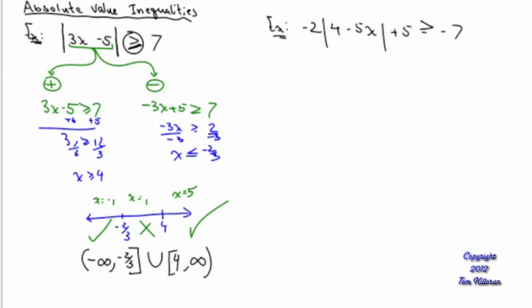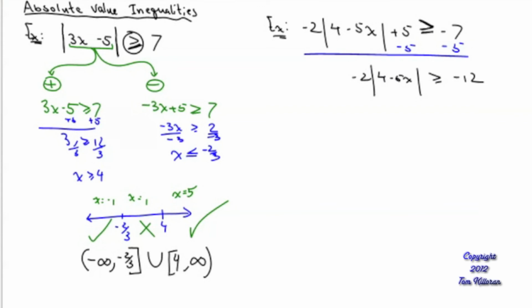Greater than or equal to, it works out the same. What should I do first? Add 5 on both sides? Nope. Subtract 5 from both sides. Okay. I was wondering why you got that. So subtract 5 from both sides, and you get whatever's left over: -2 times the absolute value of 4 minus 5x is greater than or equal to -12.